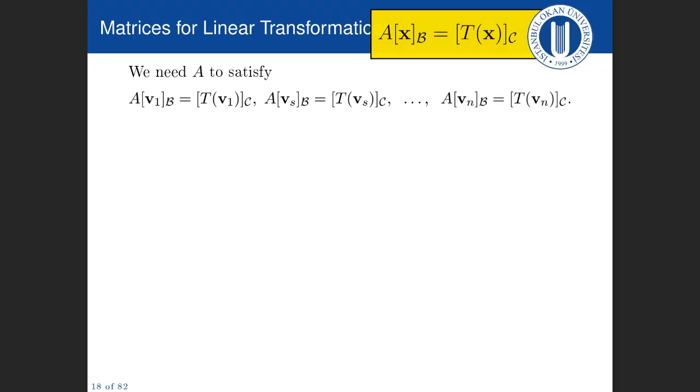Okay, so in the yellow box, I've written what we want. We're trying to find the matrix A such that the formula in the yellow box is true for all vectors x. In particular, this should be true for v1, and it should be true for v2. This should be 2, not s. It should be true for v3, all of the way up to vn.